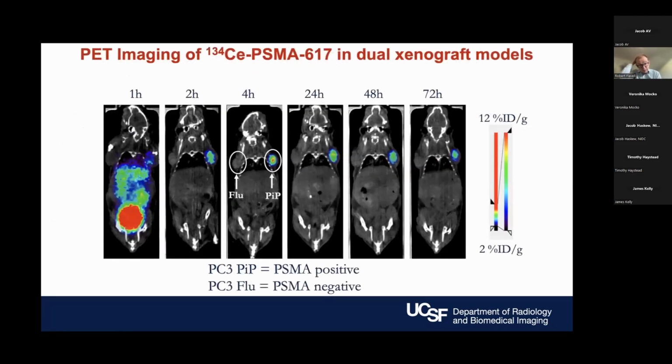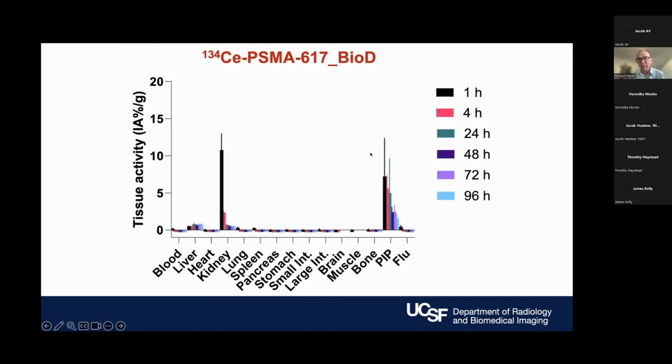So with this, we turned to PET imaging. Here we used a dual xenograft model where we have one shoulder which has implanted the PSMA positive PIP line, and the contralateral shoulder implanted with the PSMA negative PC3 flu line. And then, as expected, we see accumulation of the isotope in the PSMA positive PC3 PIP, but not in the PC3 flu. And we confirm this in biodistribution studies.